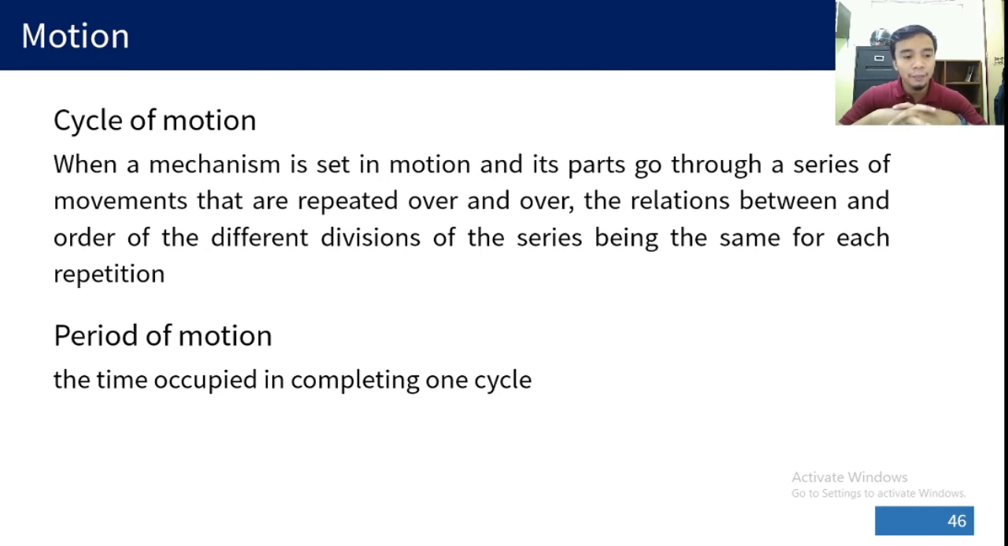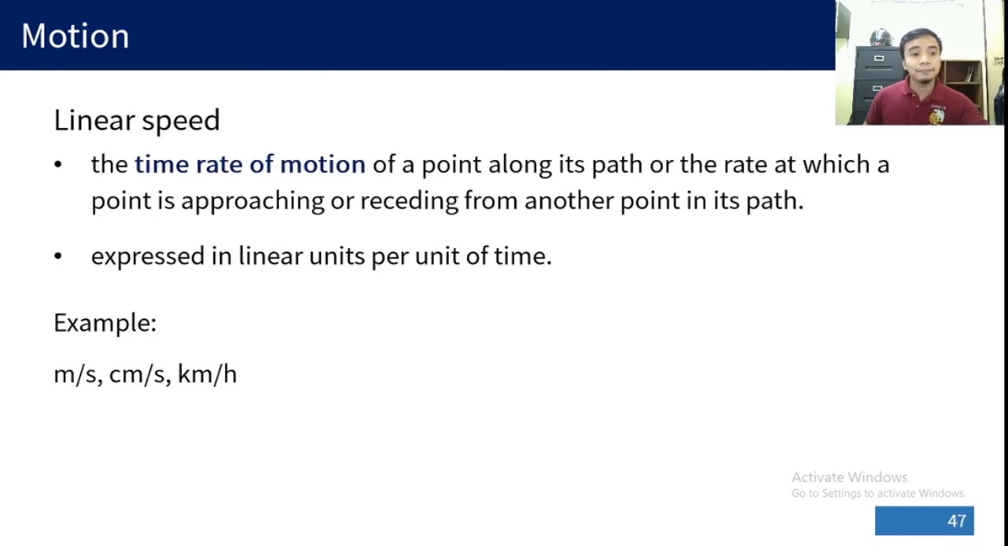Period of motion is the time occupied in completing the cycle. For example, if one cycle is completed in 2 seconds, the period of that motion is 2 seconds. So the unit of the period is a unit of time.